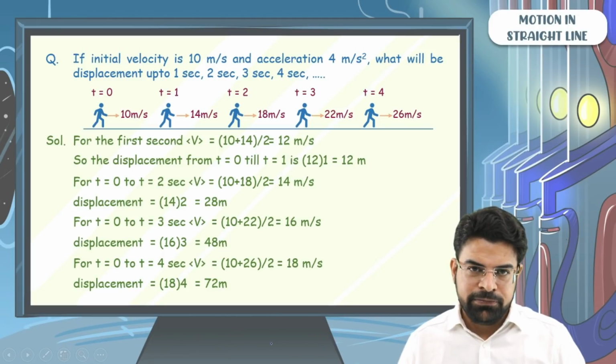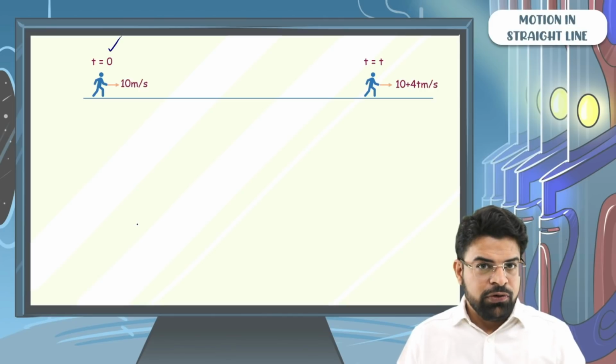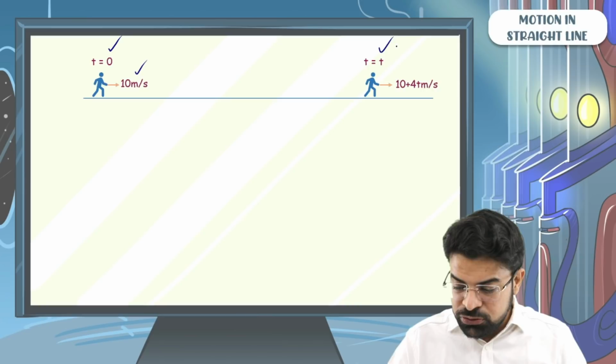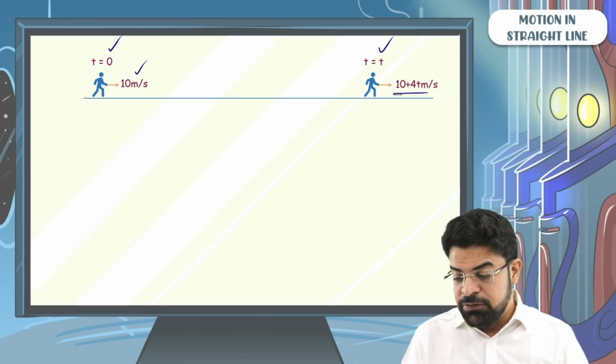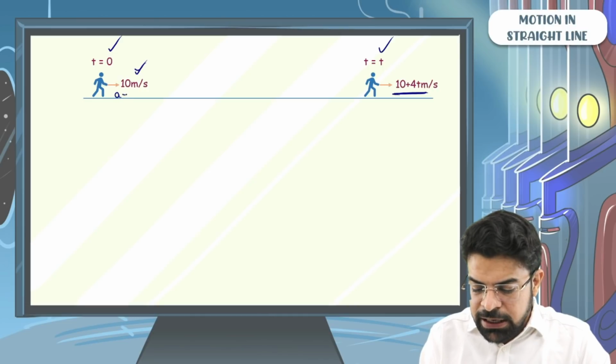Okay, sir. Next question. At time equals 0, velocity of person is 10 meter per second. At time equals t, the velocity of this person will be 10 plus 4t. The same last example: initial velocity 10 and acceleration equals 4 meter per second per second.